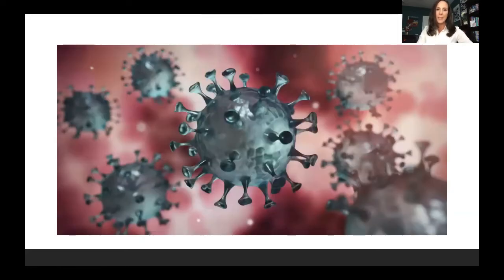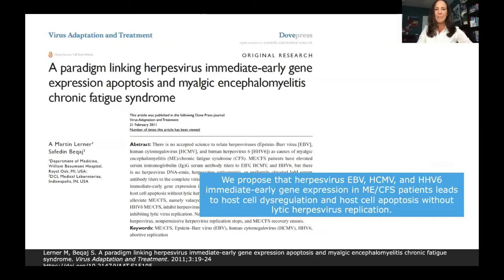So let's talk about viruses. This is a rendition of what the coronavirus might look like, which by now we're all so tired of seeing. I want to talk first about other types of viruses and how they've been linked clearly to dysfunction, cytokine storm, autoimmunity, and inflammation. This particular study proposes that the herpes virus families like Epstein-Barr, HCMV, and HHV6 can cause and contribute to chronic fatigue syndrome and dysregulation of host immune response.